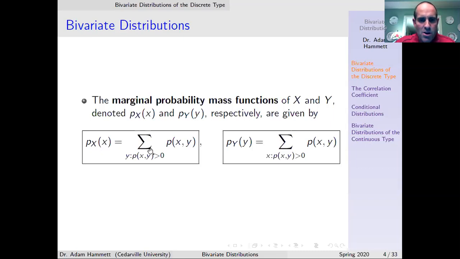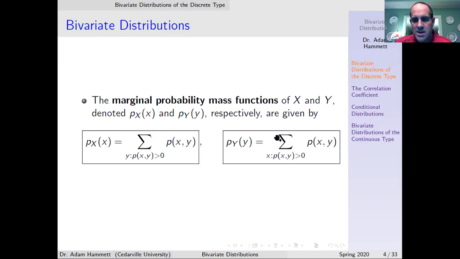Well, I just add up all the values from the joint PMF over all possible Y values. And of course, what this means is all Y such that P of X, Y is bigger than 0. Who cares about the Y where P of X, Y is equal to 0? That's not going to change this sum at all. So for a fixed x, I add up all the Y values, and that gives me the probability that capital X is equal to little x, because I've let Y run through all of its possible values for that fixed x.